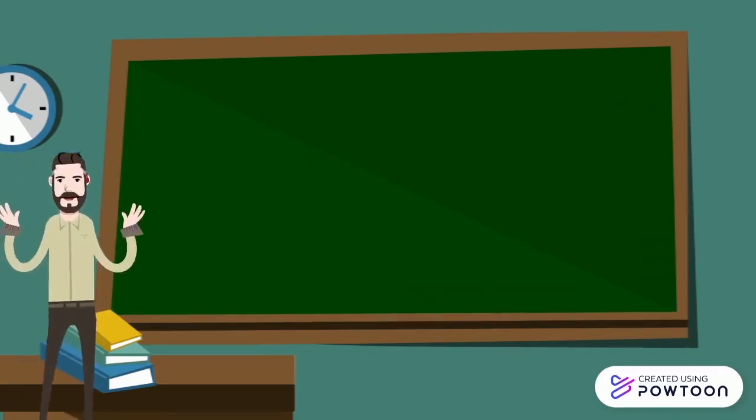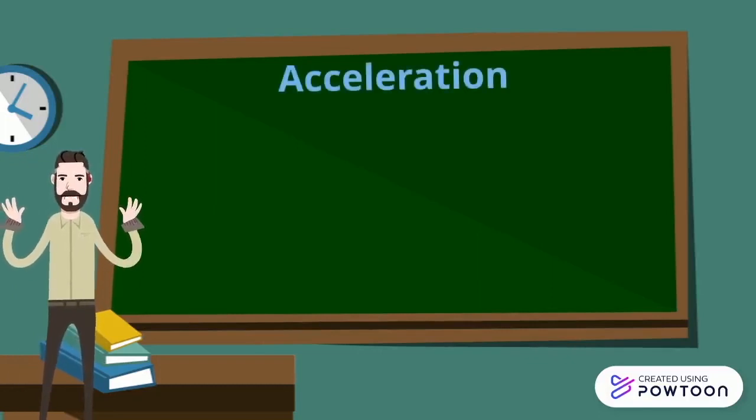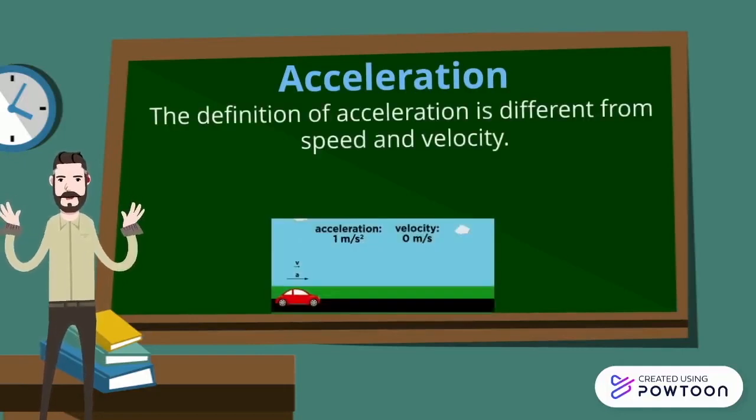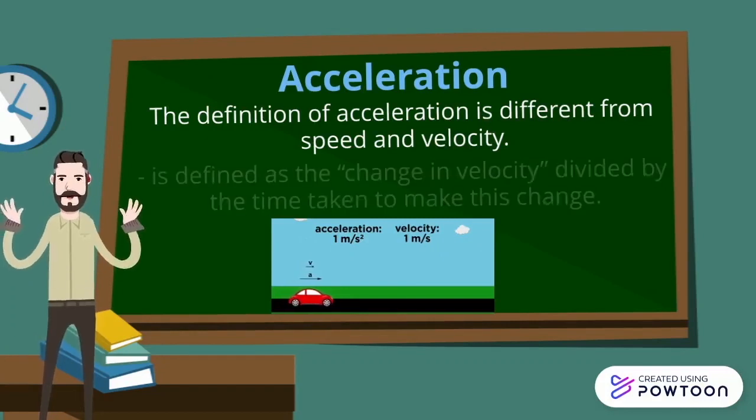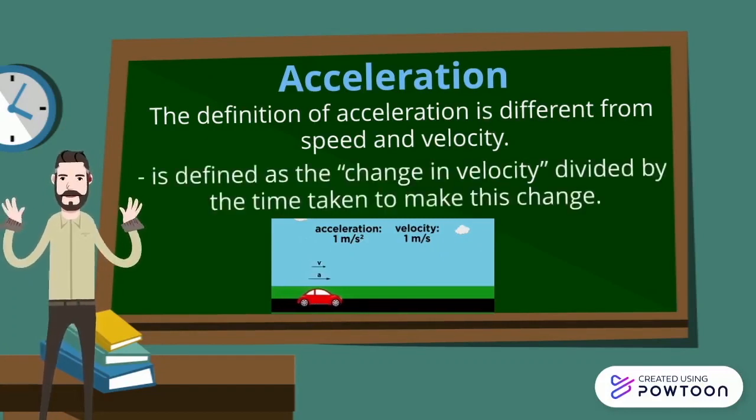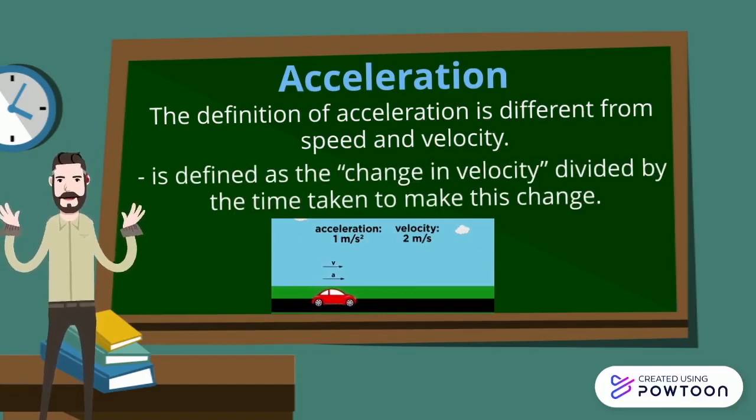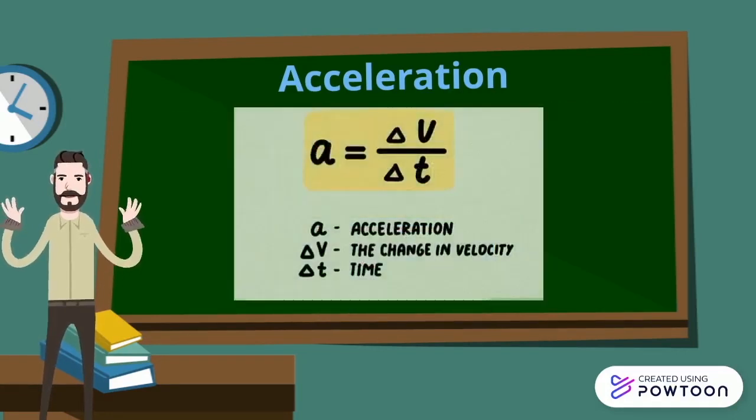And finally, our last term to be defined is acceleration. What is acceleration? The definition of acceleration is different from speed and velocity. Acceleration is defined as the change in velocity divided by the time taken to make this change. For this term, we will also have an example.